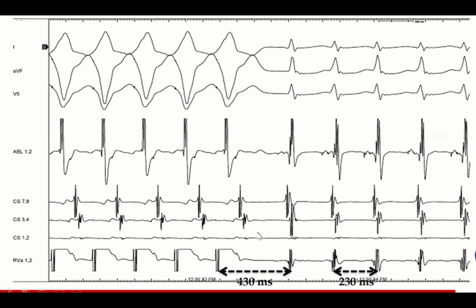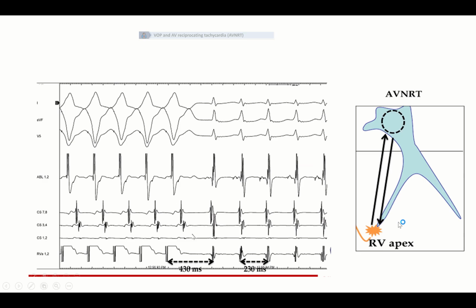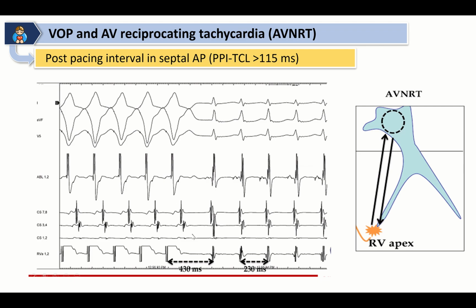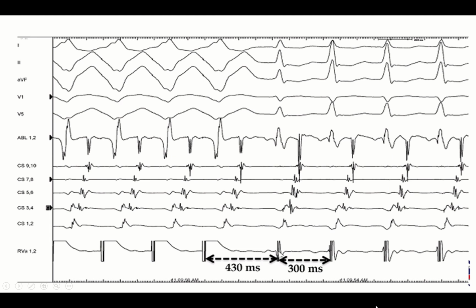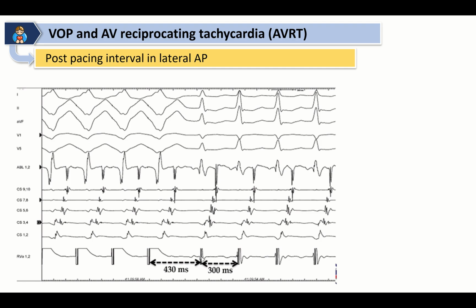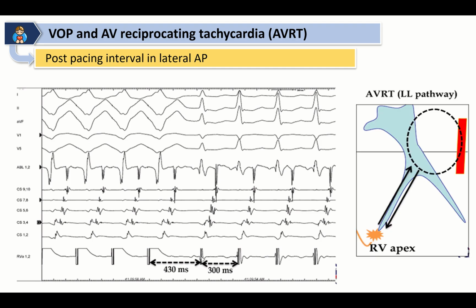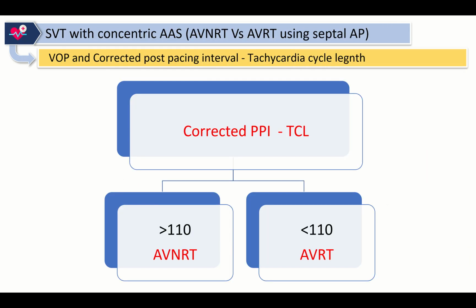Let's go to the next example, a case of AVNRT. The difference between post-pacing interval and tachycardia cycle length is about 200 milliseconds. We are very far, and it's a long trip to reach the AVNRT re-entry that does not involve the ventricle. So it's more than 115 milliseconds. However, this is AVRT using a left lateral accessory pathway, earliest A at CS 120. It's about 120, 130. So it's a gray zone of AVRT using a left lateral accessory pathway.